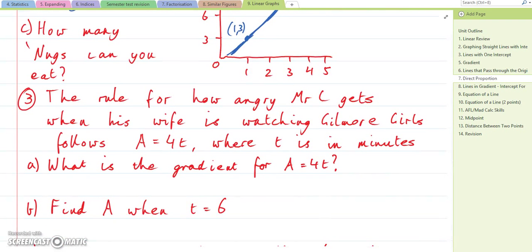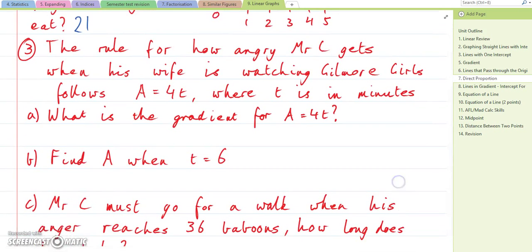How many nugs can you eat? I don't know. What's the best I've done? Probably 21 maybe.